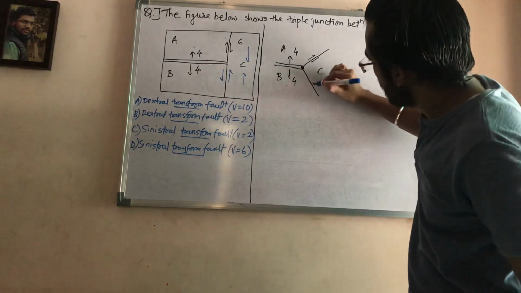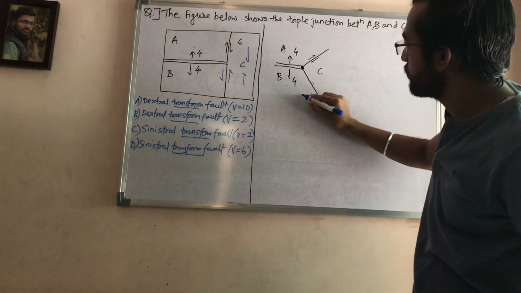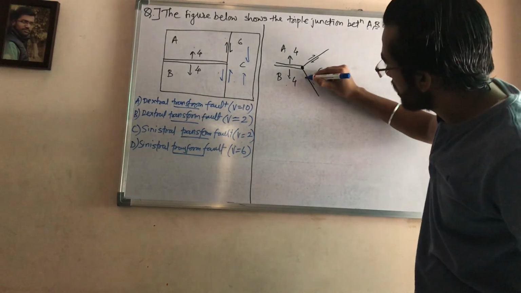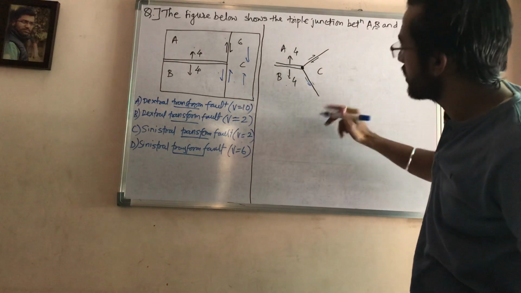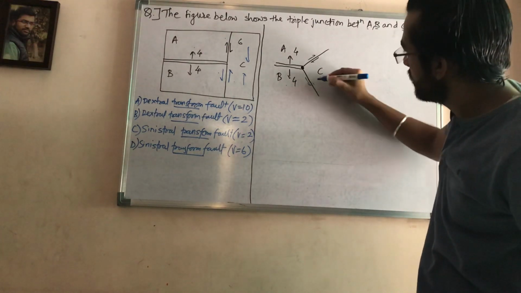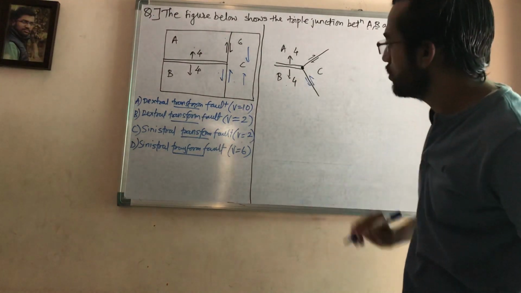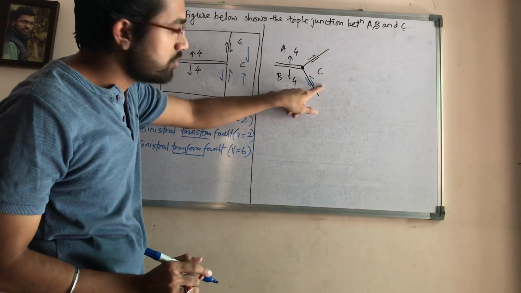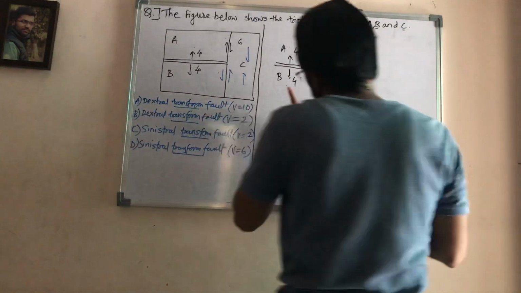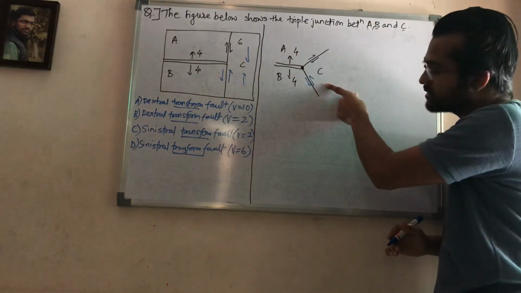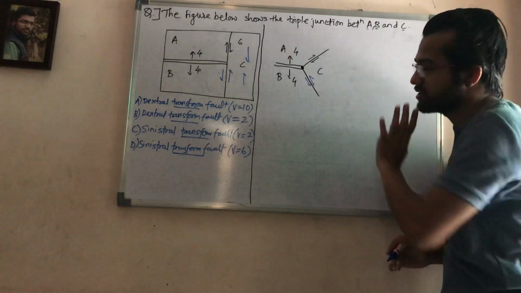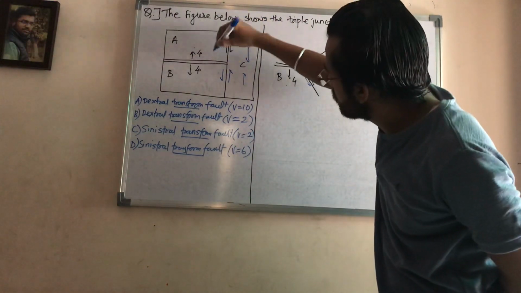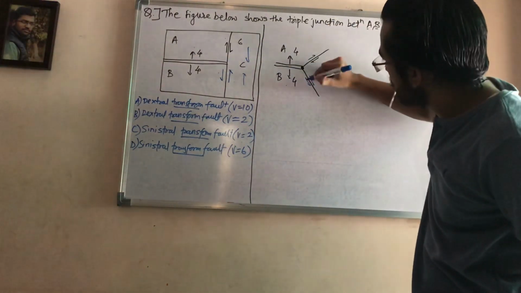Now apply the direction to the transform fault between B and C. So this is direction same for B and this is like this. So if you are standing on plate B, look at the upper arrow going to the left. Again if you are standing on plate C, look at the upper arrow going to left, means sinistral.